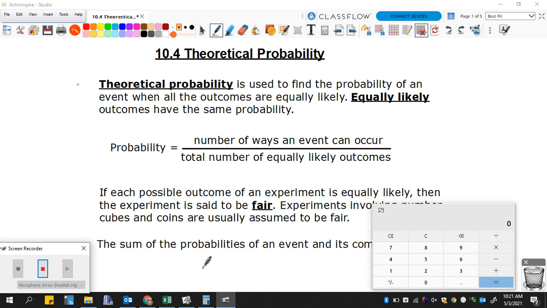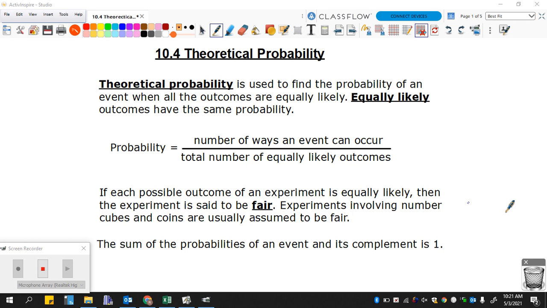All right, we're going to finish up our last lesson on probability by talking about theoretical probability. Theoretical probability is used to find the probability of an event when all of the outcomes are equally likely. Equally likely outcomes have the same probability.